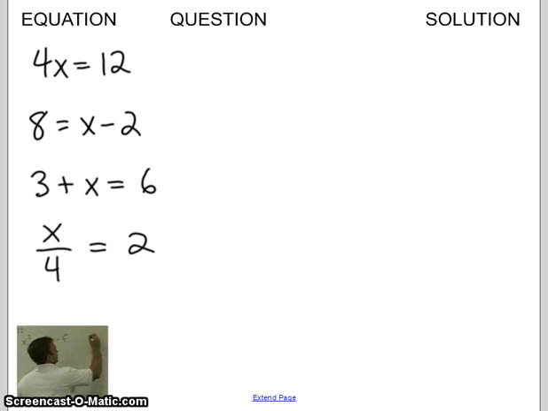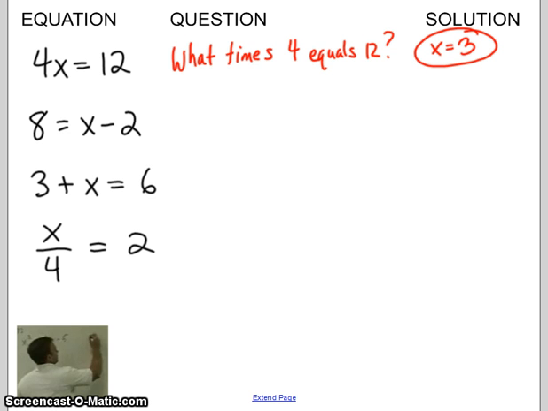So let's look at this. We have our equation, 4x equals 12. Alright, so the question is, what times 4 equals 12? Well, the solution would be 3. X would equal 3, because 4 times 3 is 12.